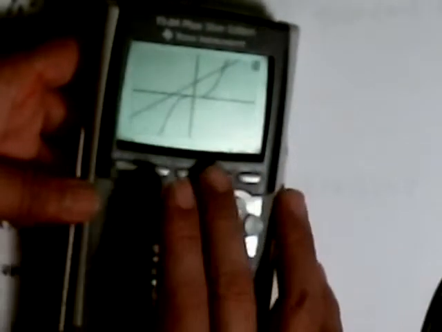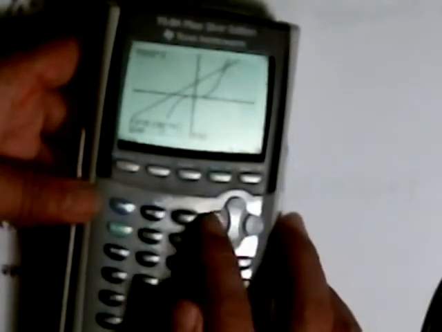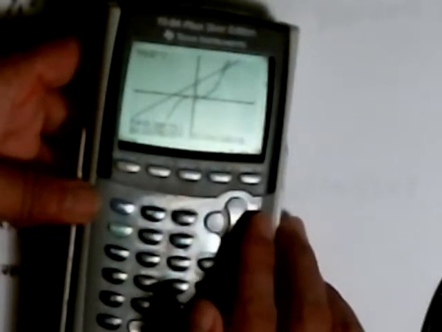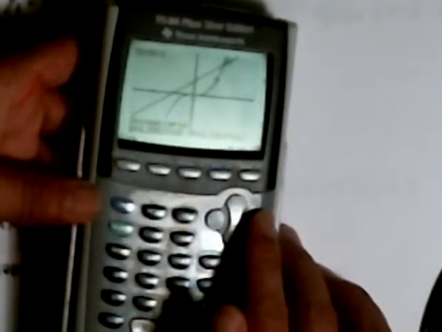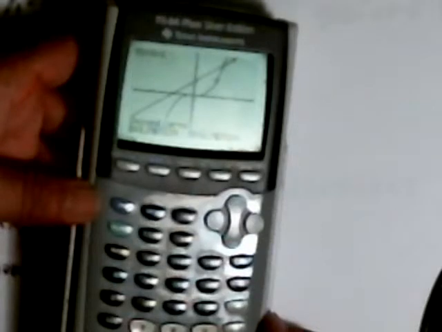And I go to second, calculate. And then I press number, what is that? Number 5. 5 is intersect. And I use the arrow key to get to the left of the intersection. Press enter. And then to the right of the intersection. Press enter. And then it sets it and then calculates it.